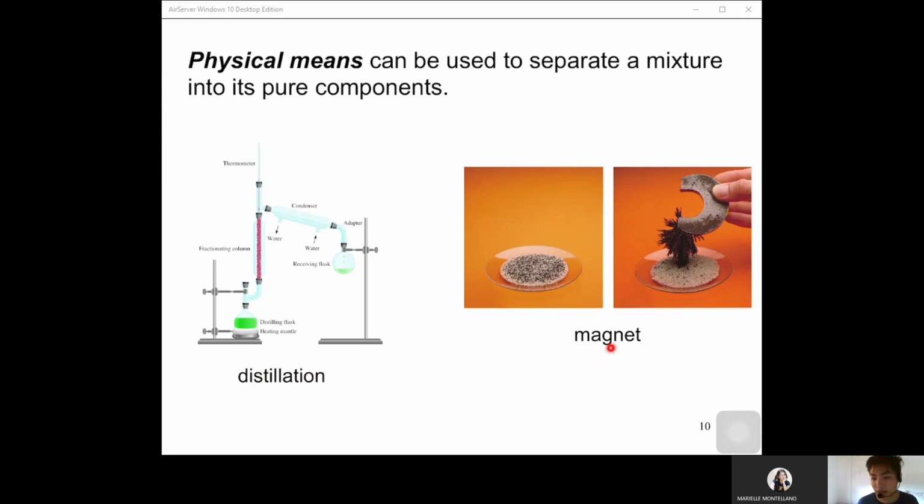Ito naman, this is for heterogeneous mixture. You can separate them physically by just picking up your particles or using magnets, and so on and so forth. You can also separate a heterogeneous mixture by using filters. If you have sand and water and you want to separate the sand, ilagay mo siya sa cloth, sa filter. So you can separate the two.